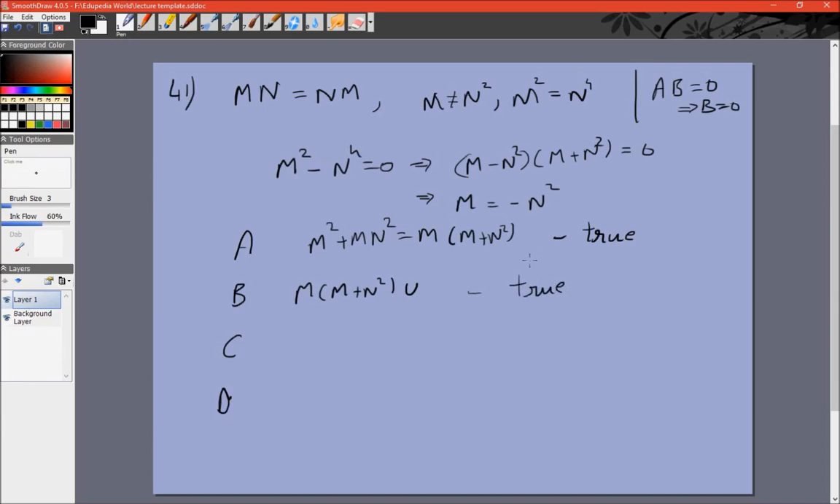Option C is that the determinant is greater than 1, which cannot be true if B is true, so this is false. Option D says that if (M squared plus MN squared) U equals the zero matrix, then U is the zero matrix. This is the opposite of B. This would be true if this matrix had an inverse, but since its determinant is 0, it does not have an inverse. So option D is not true, it is false. So the answer to 41 is A and B.